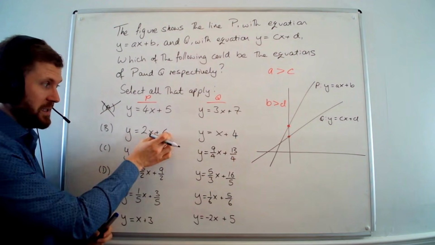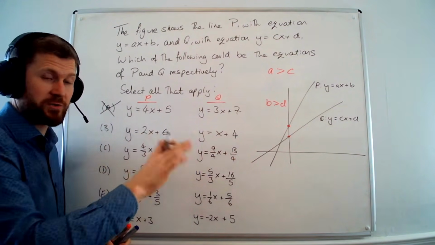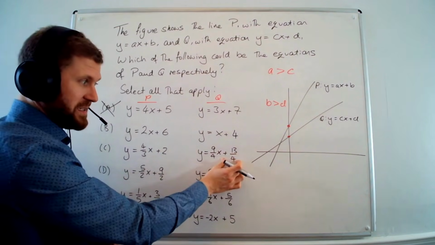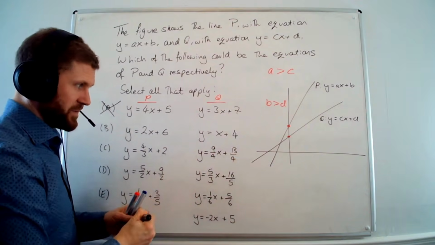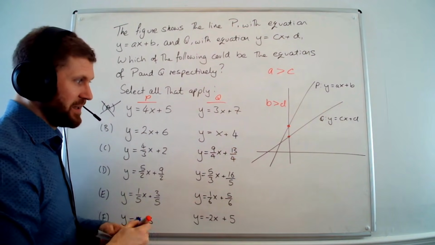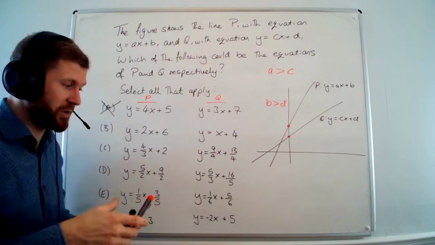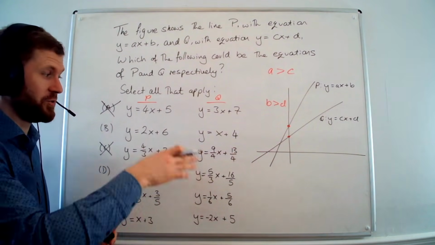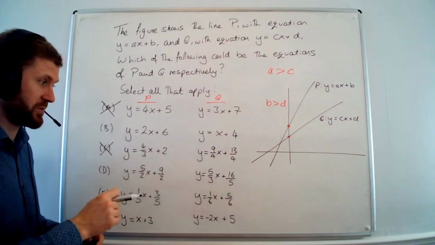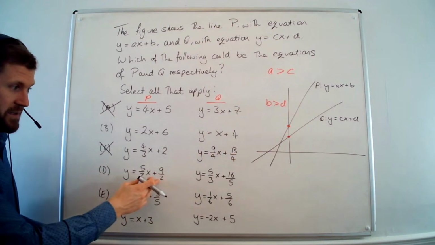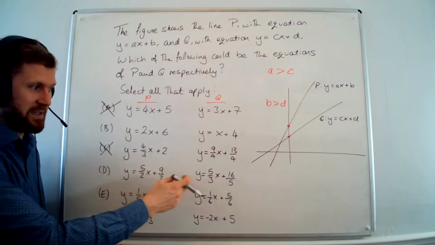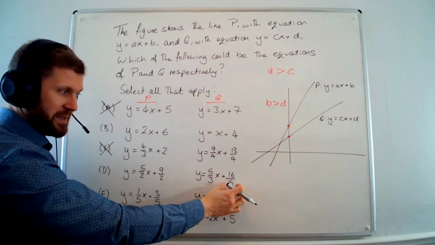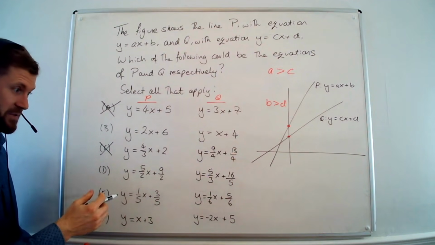All right, working my way down, now I can just go through each answer choice checking the same thing. Answer choice B, 6 is bigger than 4, so I can leave B alone. In C, I've got 2 here, 13 over 4. If we turn that into a decimal, that's 3 and a bit. It's more than 2. So I can cross C out, because again, the y-intercept of line Q would be bigger than P if Q was right. Looking at D, 9 over 2, that's 4.5, and 16 over 5, that's 3.2. So yeah, 4.5 is bigger than 3.2, so I can leave D in for now.